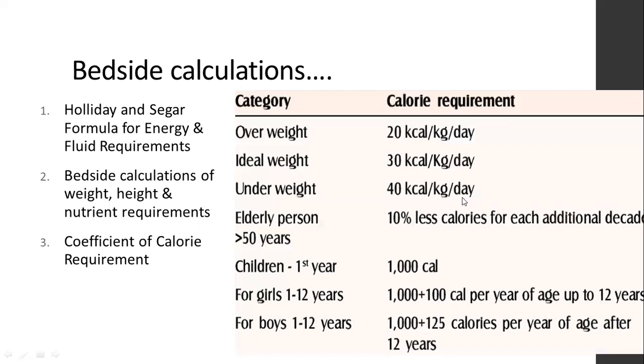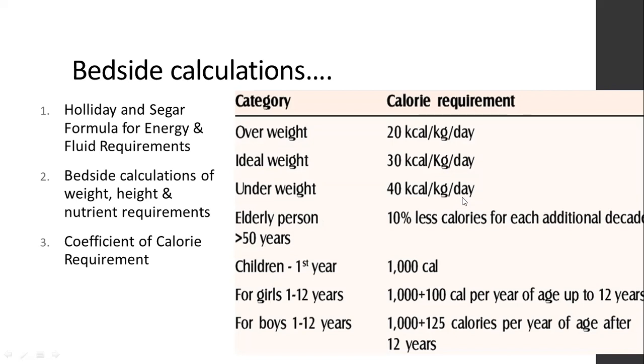This is the coefficient of calorie requirement. So if the child has an ideal weight, underweight, overweight, how many kilocalories per kg per day they should take? It is completely based on their weight. So if the child is overweight, just 20 kilocalories per kg per day has to be ingested. If the child has the ideal weight based on their height and age, 30 kilocalories per kg per day. If the child is underweight, 40 kilocalories per kg per day.